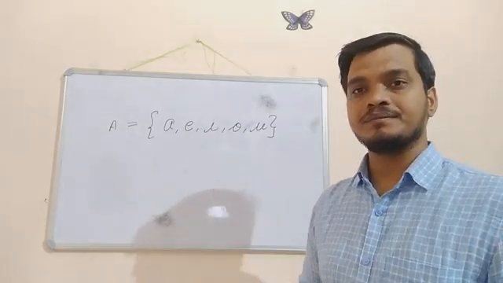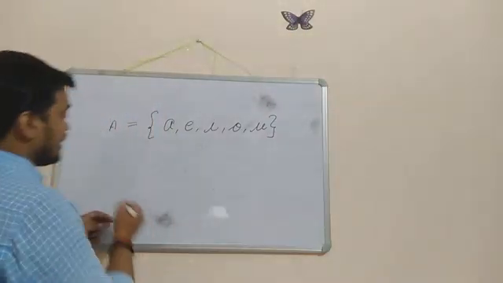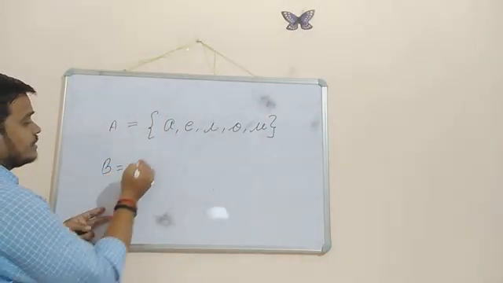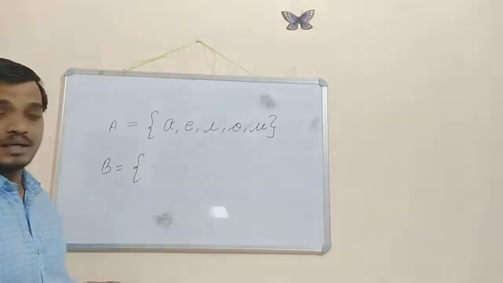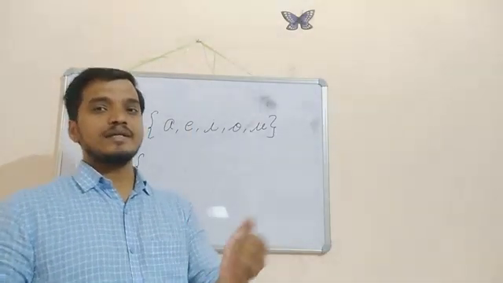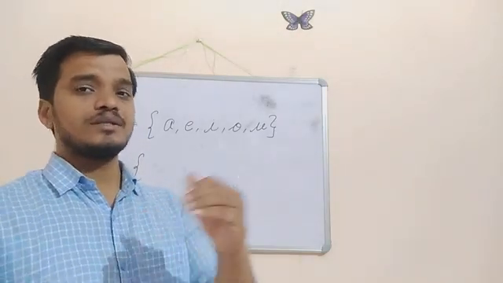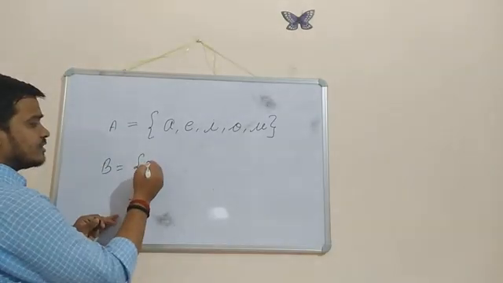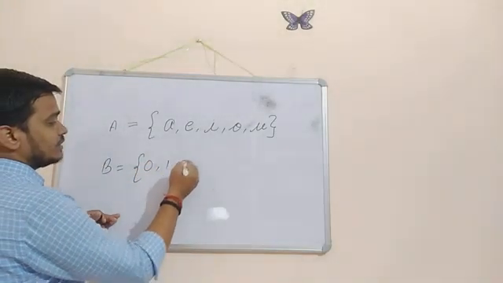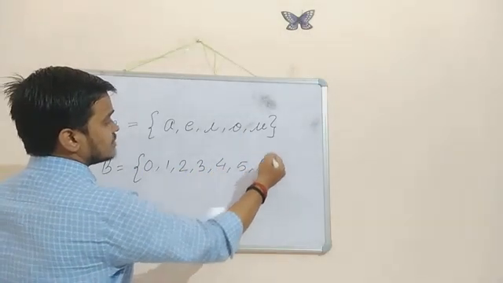Very easily. Like if I will ask you, B is a set of the collection of all the whole numbers less than 7. Whole number collection, you know it very well. 0, 1, 2, 3, 4, 5 and 6.